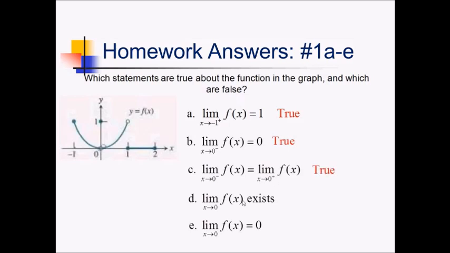Next, they're saying the limit of f of x at x equals 0 exists. Well, since the left and the right limit match up, as we saw in Part C here, that means the overall two-sided limit exists there, so this is also true. And finally, they're saying the limit as x approaches 0 of f of x equals 0. Well, that is the number that they are both approaching, so that's also true.